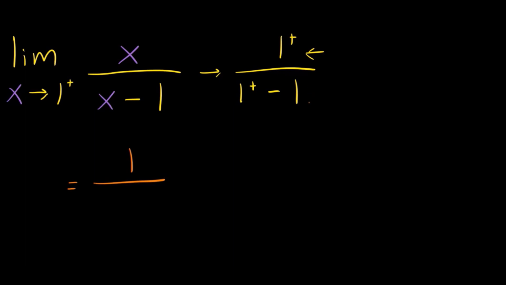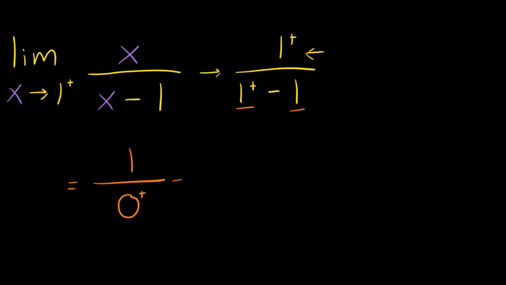And then the denominator, we have to think about a little bit more. If we have 1 plus minus 1, well, 1 plus is a number that's really close to 1, but slightly bigger. So if you have a bigger number minus a smaller number, you end up with a positive number. But remember that this 1 plus is super close to 1. So this number is going to be essentially 0, but still a little bit positive. That's why we'll have that 0 plus there.